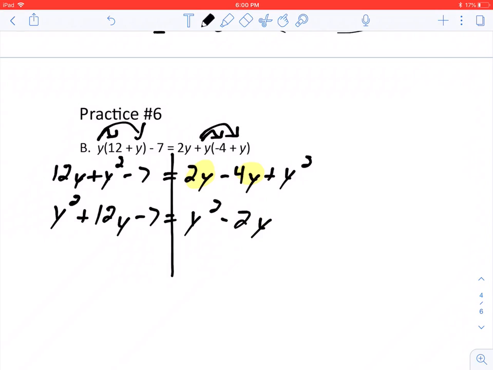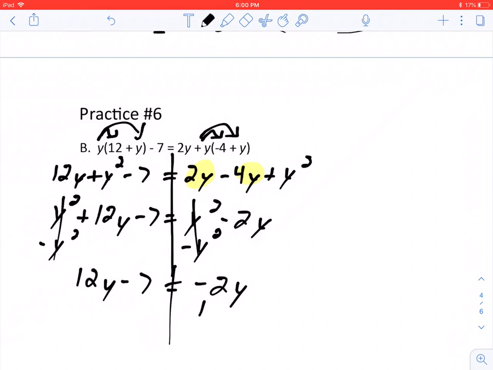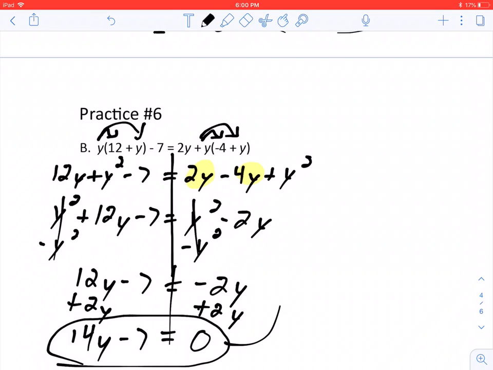Now we can get all of our like terms together by moving everything to one side. I'm going to start out by subtracting y squared from both sides. This cancels and this cancels, so we're left with 12y minus 7 equals negative 2y. And then I'm going to add 2y to this side. I'm going to add 2y to this side, and I'm going to get 14y minus 7 equals 0. Now the last thing to do is to take this expression, and I ran out of room down here, so I'm going to bring it up here. And I'm going to write 14y minus 7 equals 0.